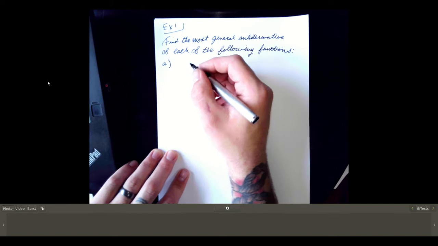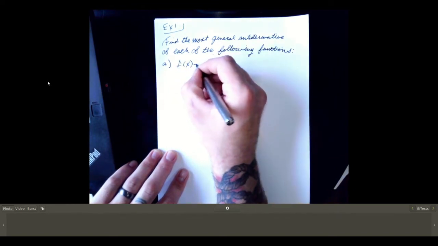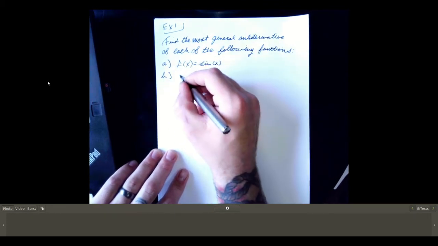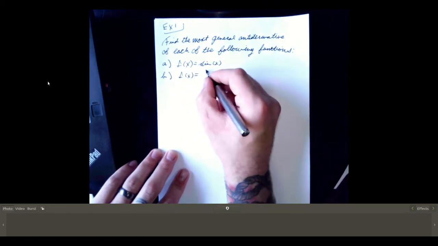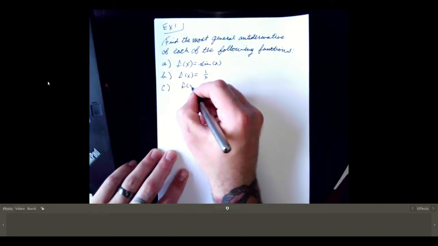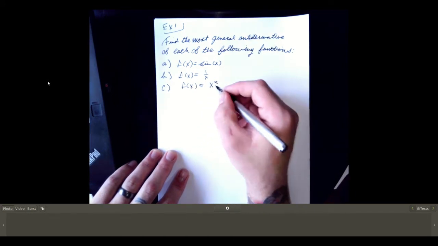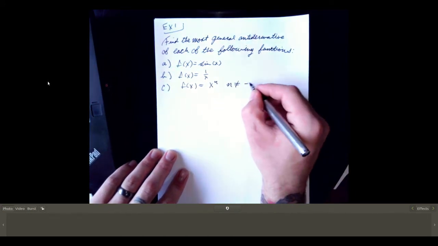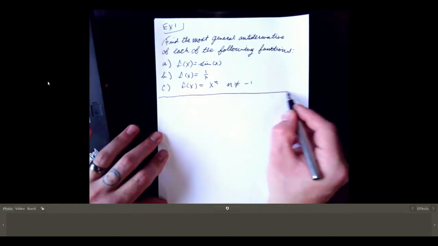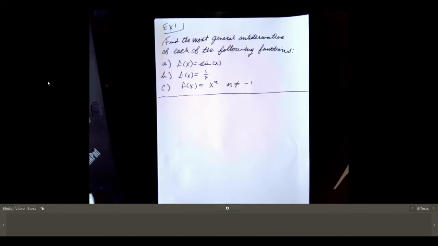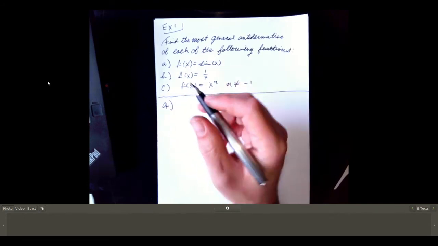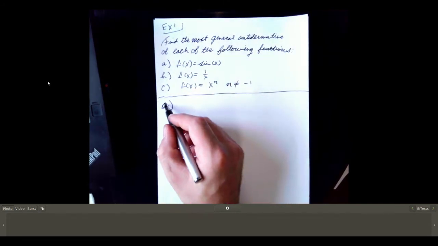So the first is A: f of x is equal to the sine of x. B is f of x is equal to 1 over x. And then C is f of x is equal to x to the n, where n is something different than -1, but a real number. So, when coming up with an antiderivative, that was supposed to be an A.